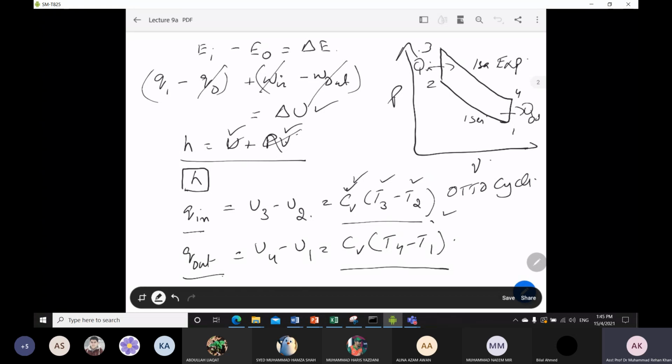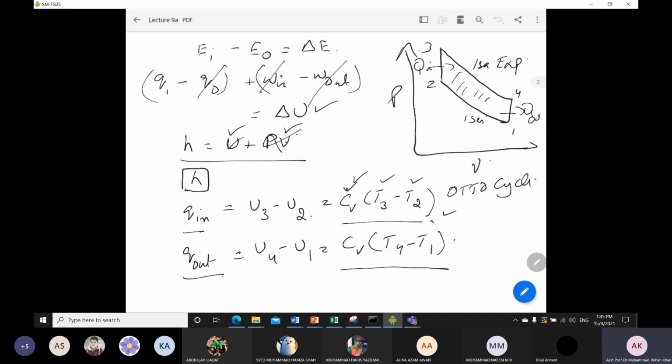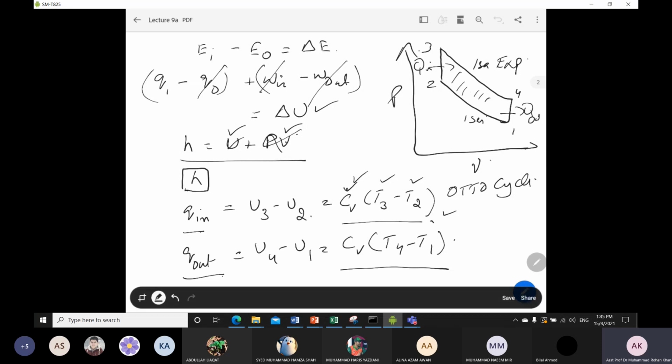Now we already know the efficiency equation. The efficiency is your total net work, which is the area under the curve, divided by the Q in. Similar procedure, we will see how to develop it. You can just note it down, then I will proceed further.